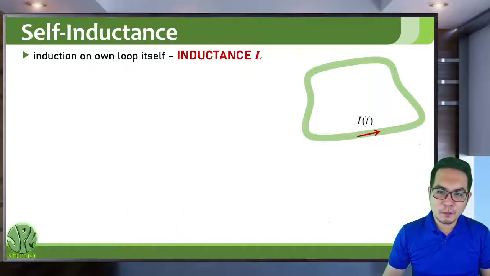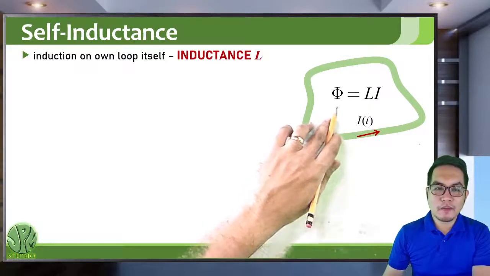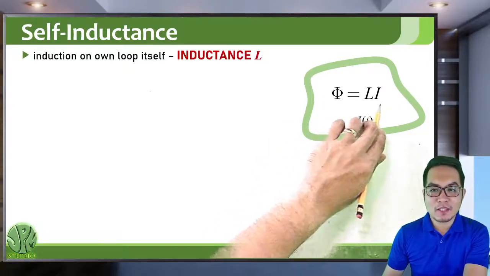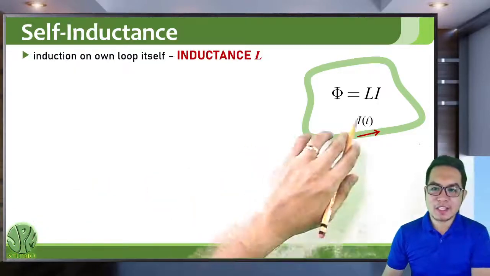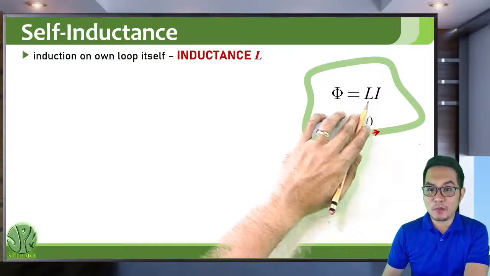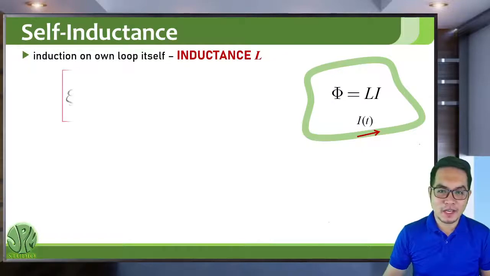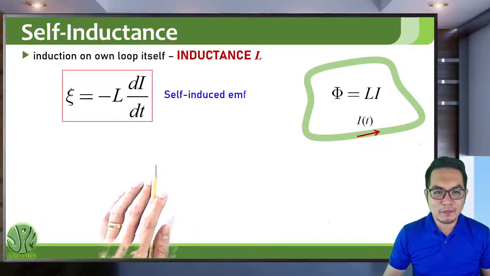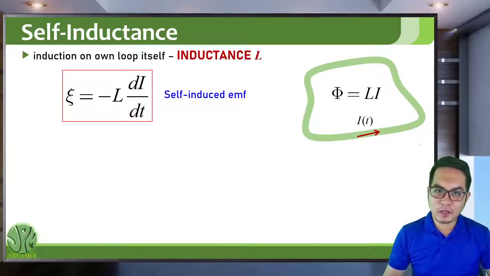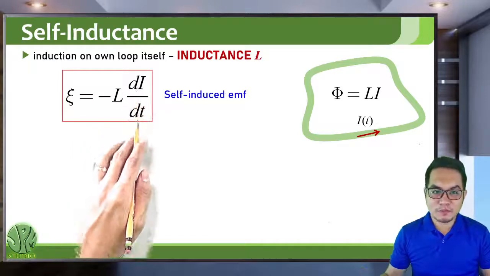Suppose you have a loop with a time varying current. Then there will be a flux on your loop equal to the inductance L times the current. Take note, for the mutual inductance, it's M times the current of the other loop, but here there's no other loop, so it's just the inductance times its own current, L times I. The self-induced EMF is just negative L dI/dt. If you recall, in the mutual inductance, it's M times the change in the current of the other loop, dI/dt.